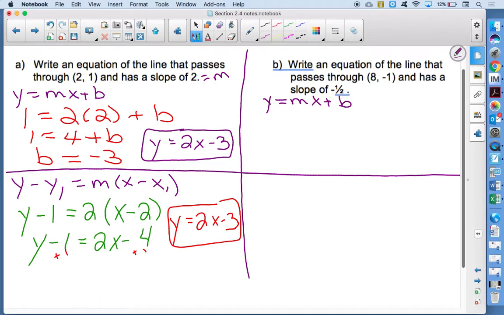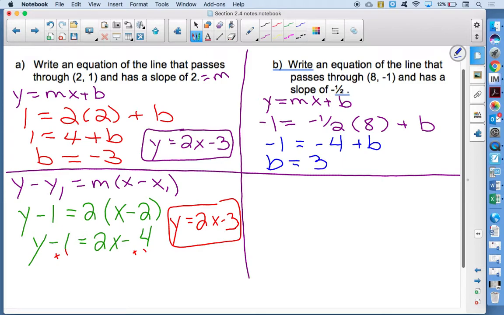Maddie Gray, can you plug in numbers for y = mx + b? y would be -1. m would be -1/2. Good. And what's the x that we can put in? 8. Good. So again, simplify it and solve for b. -1/2 of 8 is -4. And then if I add 4 to the other side, -1 plus 4 makes +3. So my equation would say y = -1/2 x + 3.